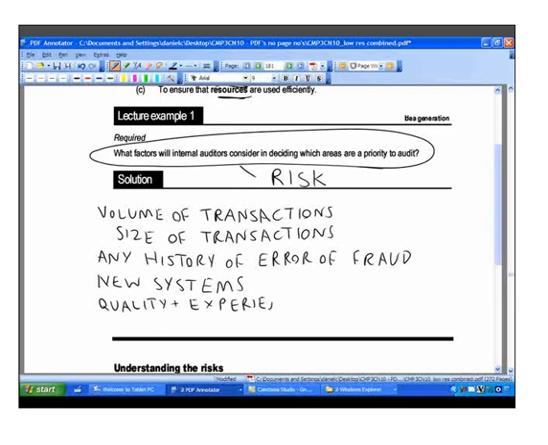They may also want to look at what they think are the adequacy of the current controls. If internal audit's perception is that controls are generally quite good, based on previous work or based on the general impression, then perhaps they may consider it to be lower risk than an area where their impression is the controls aren't so good.